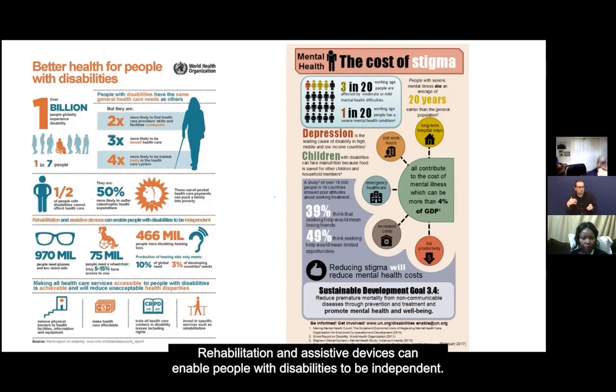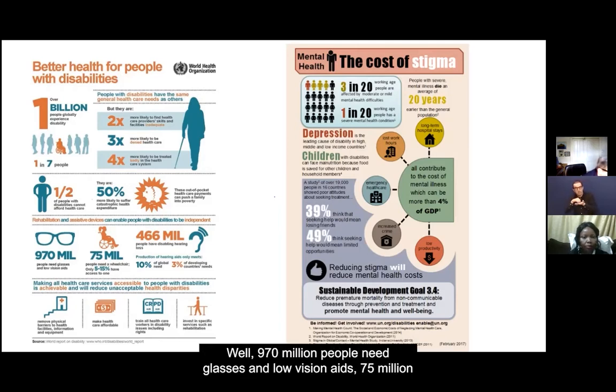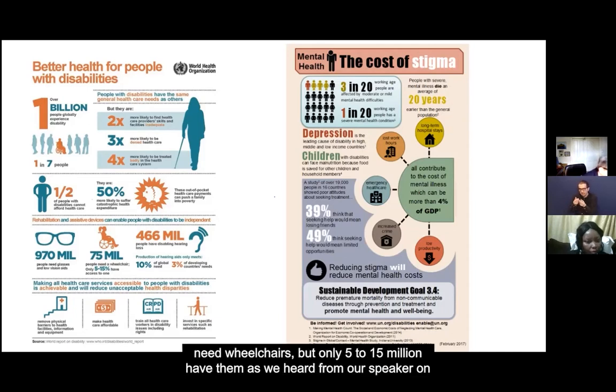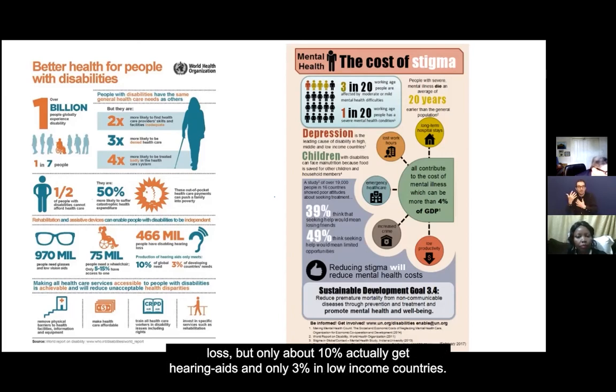Rehabilitation and assistive devices can enable people with disabilities to be independent. And what are we talking about here? Well, 970 million people need glasses and low vision aids. 75 million need wheelchairs, but only 5 to 15 million have them, as we heard from our speaker on motivation a few programs ago. 466 million people have disabling hearing loss, but only about 10% actually get hearing aids, and only 3% in low-income countries.